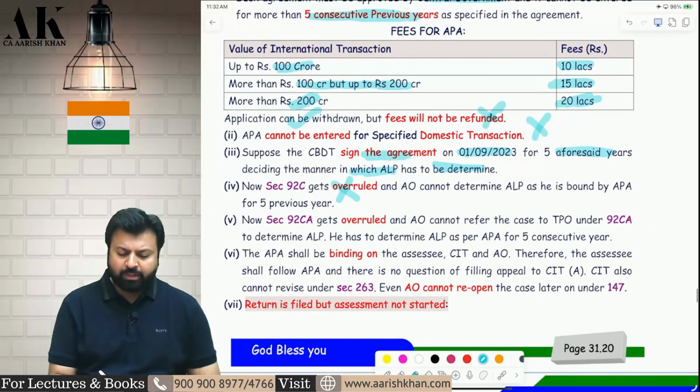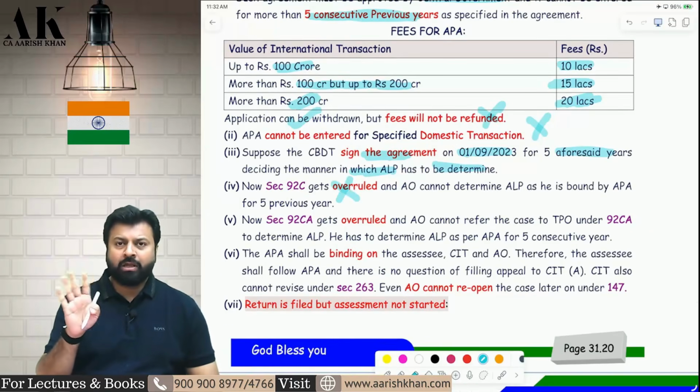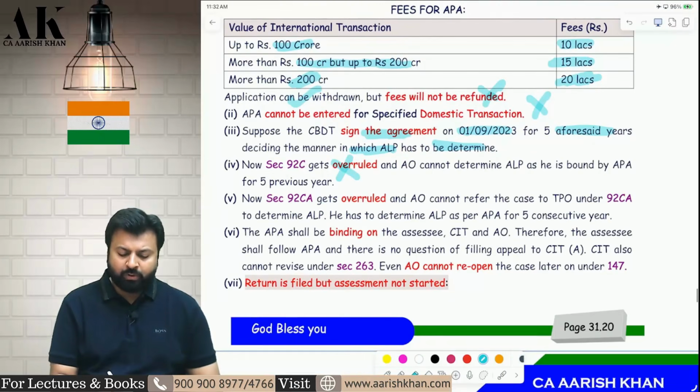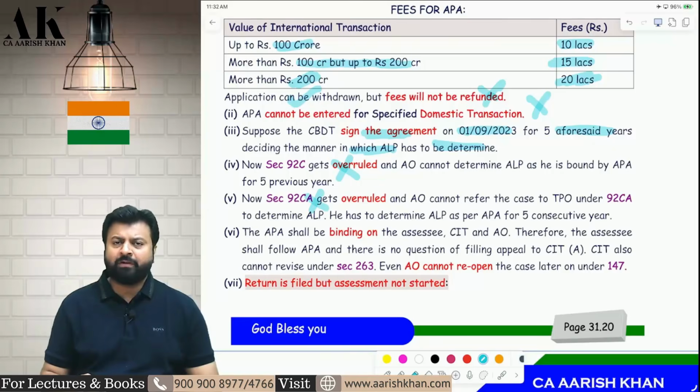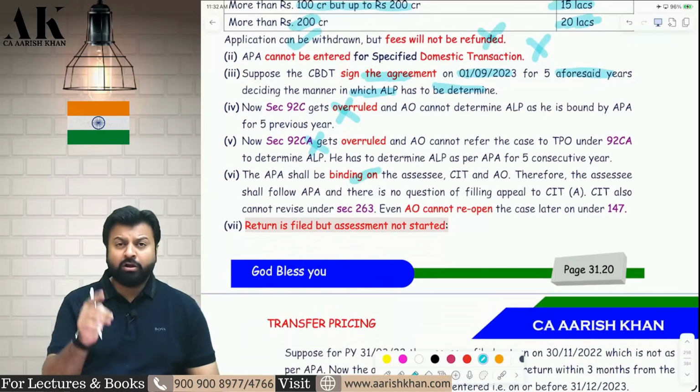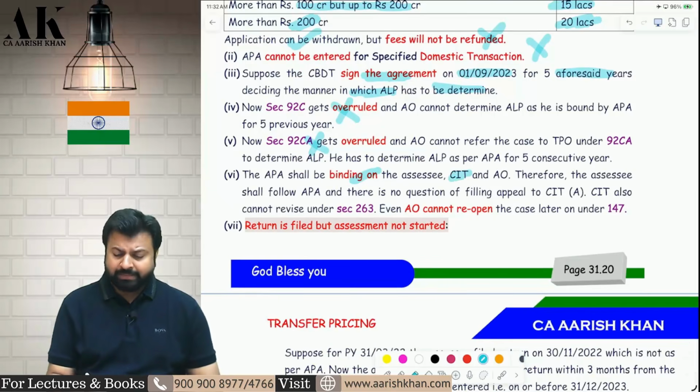This will overrule 92C. Therefore, AO will not come into the picture. Now, AO cannot interfere in between. This will overrule 92CA. TPO cannot interfere in between for 5 years. It is binding on you also. You also cannot change the arm's length price for 5 years. Even CIT will not open 263. Even AO will not open 147 later on. Don't worry. Nobody will raise any question.